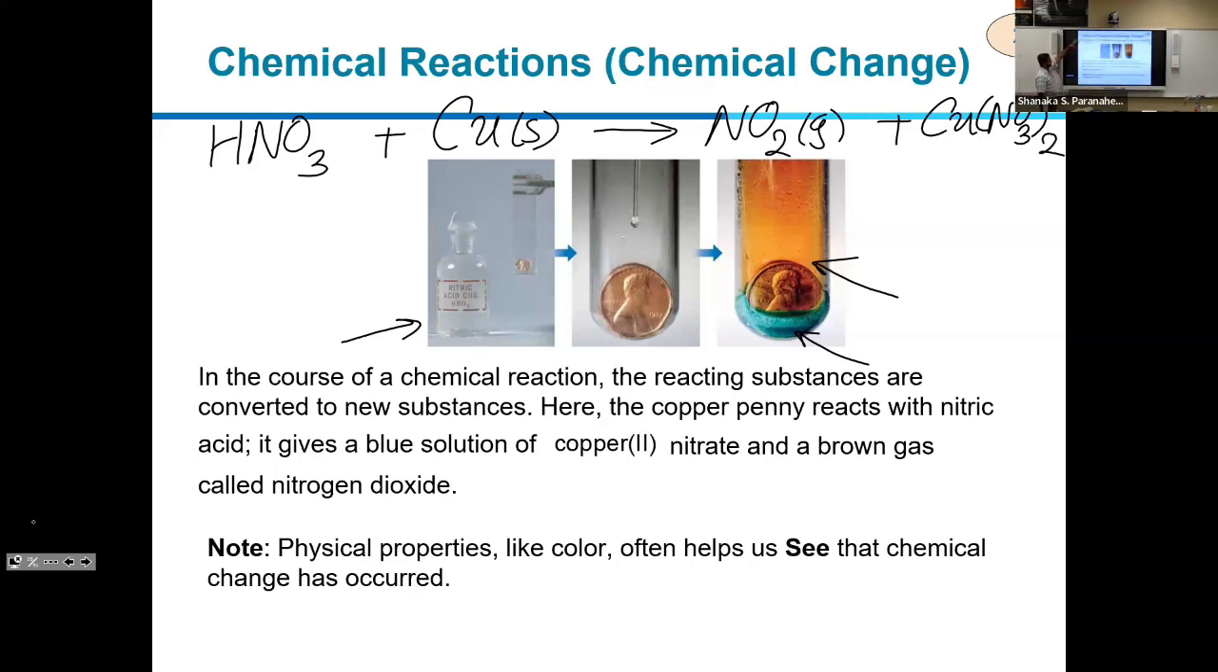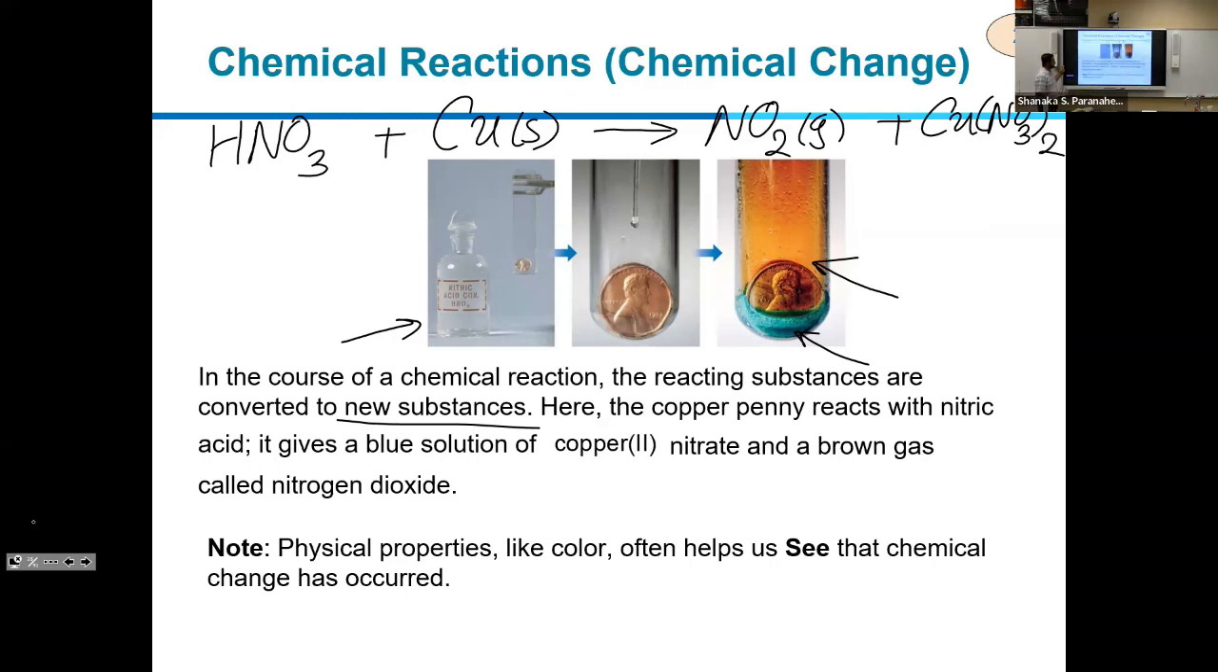As you can see here, we started from nitric acid and copper. This is the arrangement of our reactants. When we mix those two, they rearrange differently and produce different substances. That's the chemical change. It always produces new substances. In the course of a chemical reaction, the reacting substances are converted to new substances. These new substances have new physical properties and chemical properties.